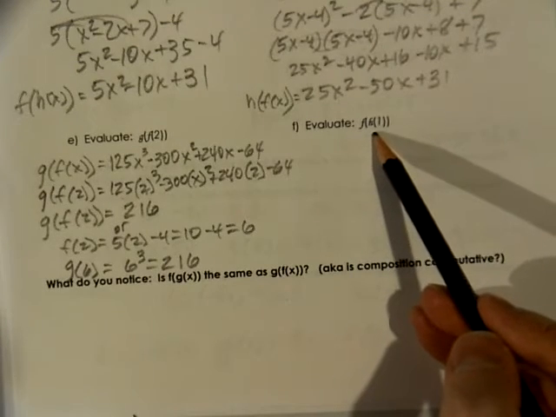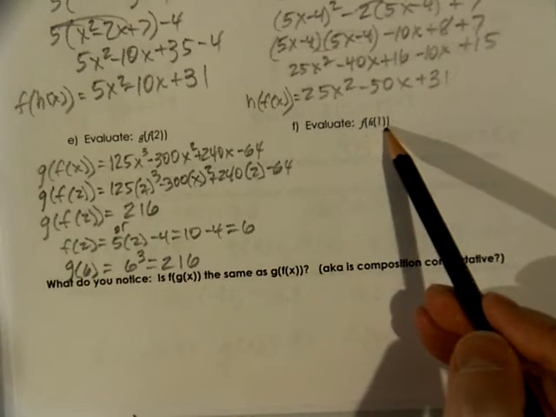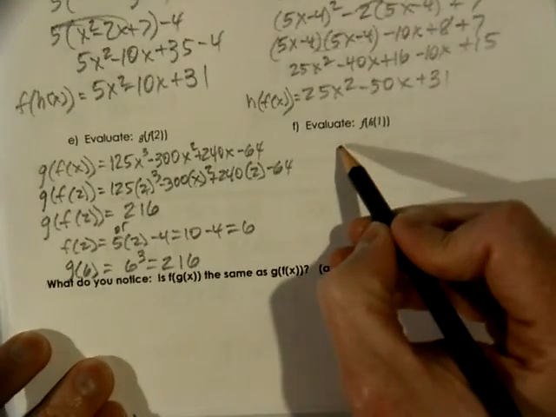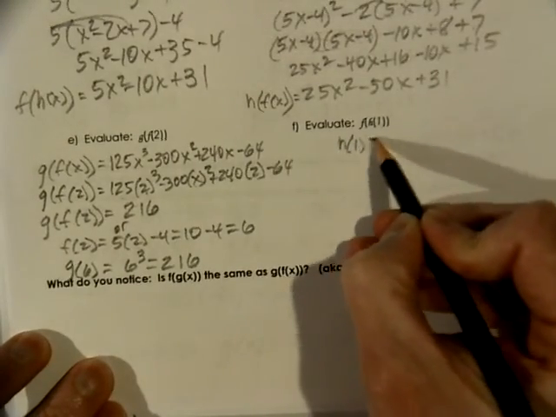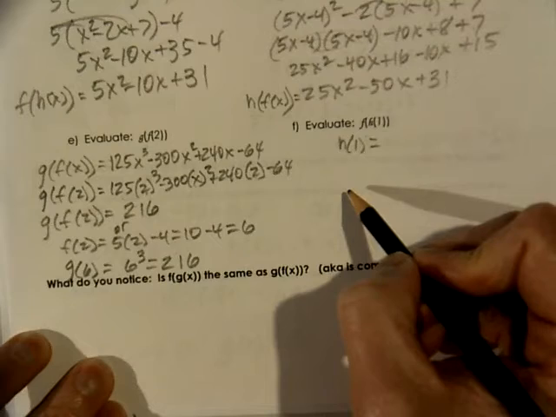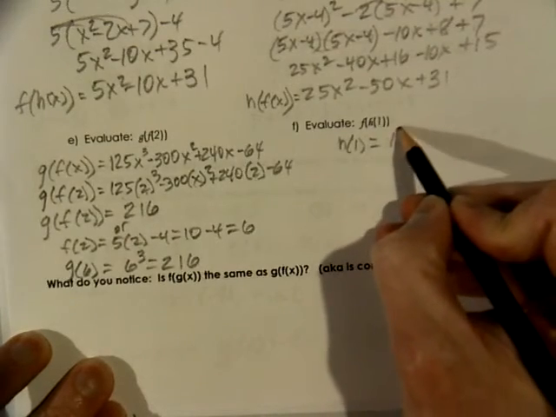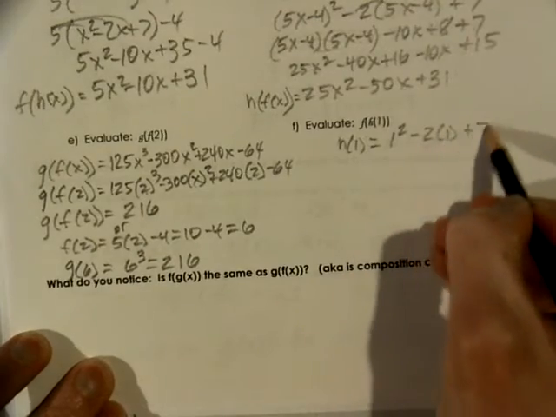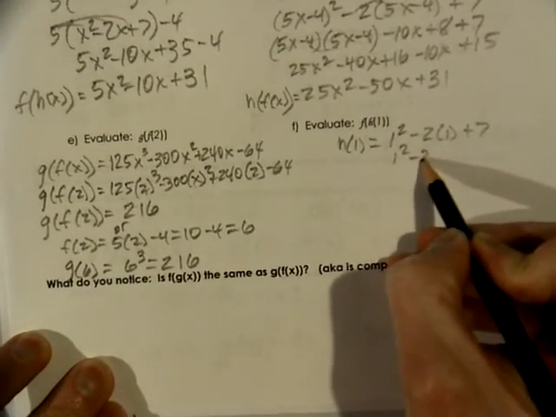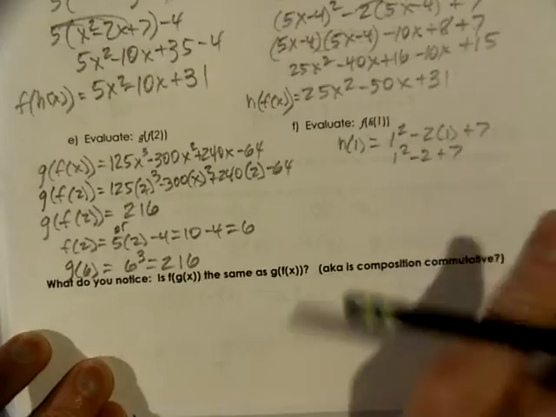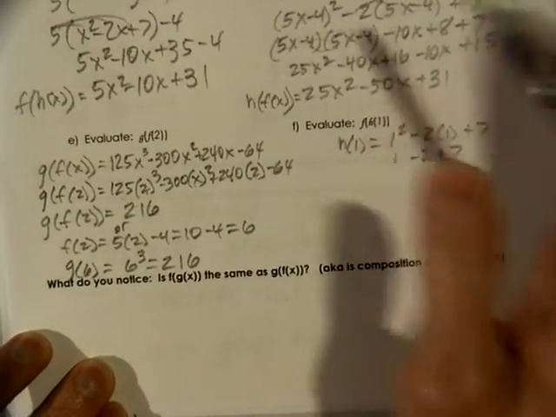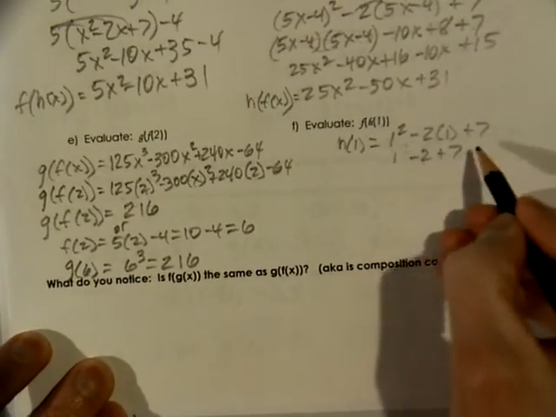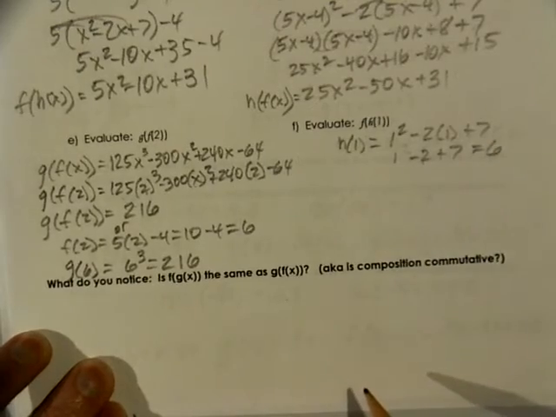F of h of 1. Well, one way we talked about doing is figuring out h of 1. The h function is 1, so we'd square it, minus 2 times 1 plus 7. So 1 squared minus 2 plus 7. Well, 1 squared is 1, so we don't have to square anymore. Negative 1 plus 7 is 6.